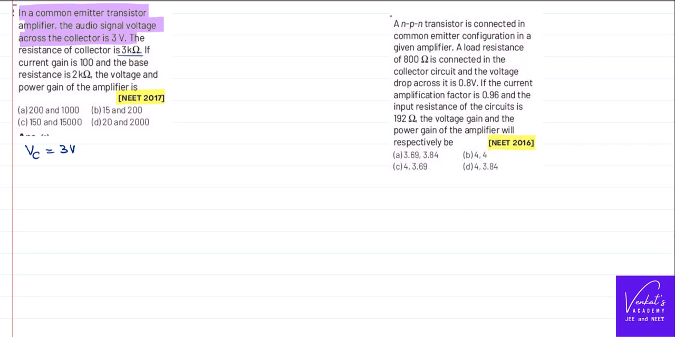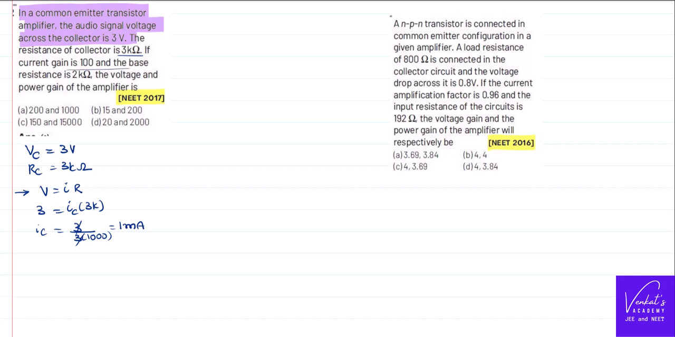The resistance across the collector is 3 kilo ohms. Once you know these, I can simply apply Ohm's law. V equals IR, so 3 equals I across the collector times 3 kilo ohms. So I across the collector is 3 by 3 kilo ohms, that is 1 by 1000, that is 10 power minus 3. That is 1 milliampere. That's the current across the collector.